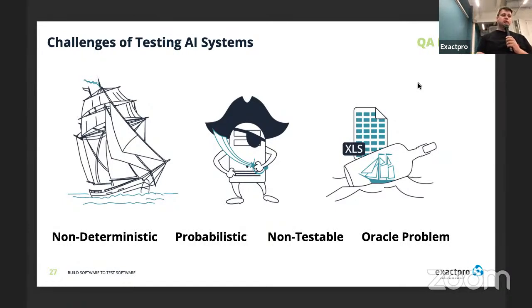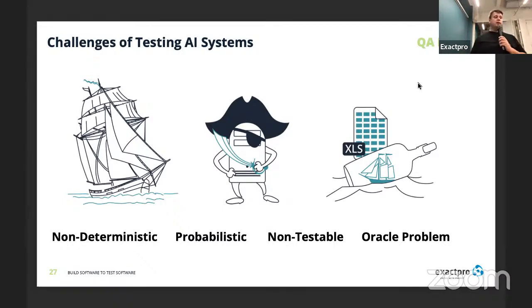In particular, they use terms and ideas like non-deterministic behavior, probabilistic behavior, and non-testable. Non-deterministic behavior is when you are not able to predict what the output will be based on predefined inputs. Probabilistic is when instead of giving yes or no, the system will respond with some probabilities. For example, in a mortgage application, somebody fills in the form, and then the AI system gives its response and provides the probability of this particular person returning the loan.